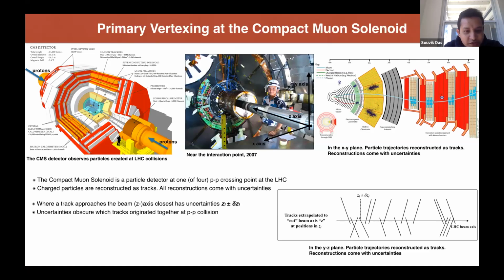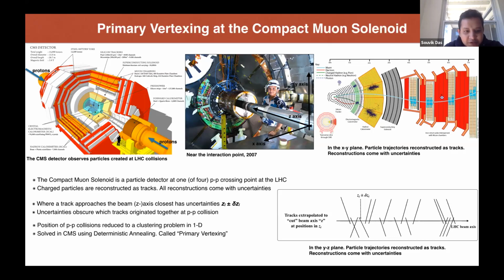Of course, when you reconstruct something as tracks, they come with their own uncertainties. What we designate is where a track approaches the beam z-axis. The z-axis is shown in the picture there with me at the interaction point back in 2007. Along the z-axis, you can find out where the track approached the beam axis the closest. That is what we call the z of the track, z naught, and along with that comes a delta z naught from the reconstruction uncertainty.